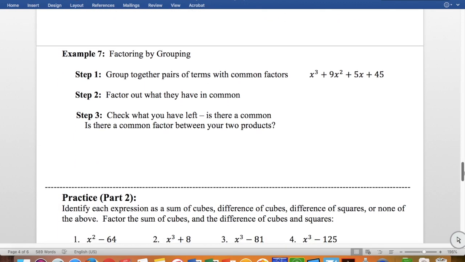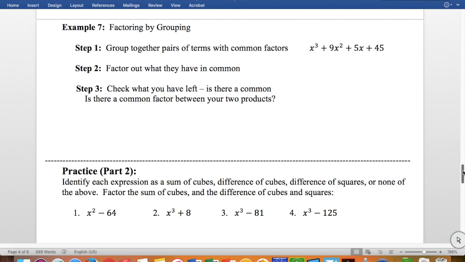Example 7, last example, is called factoring by grouping. Sometimes we're not going to have something that's easily factorable in the sense of being able to just factor out a common factor or difference of squares or difference or sums of cubes. So we're going to have to look at some different ways to factor. So there is something called factoring by grouping.